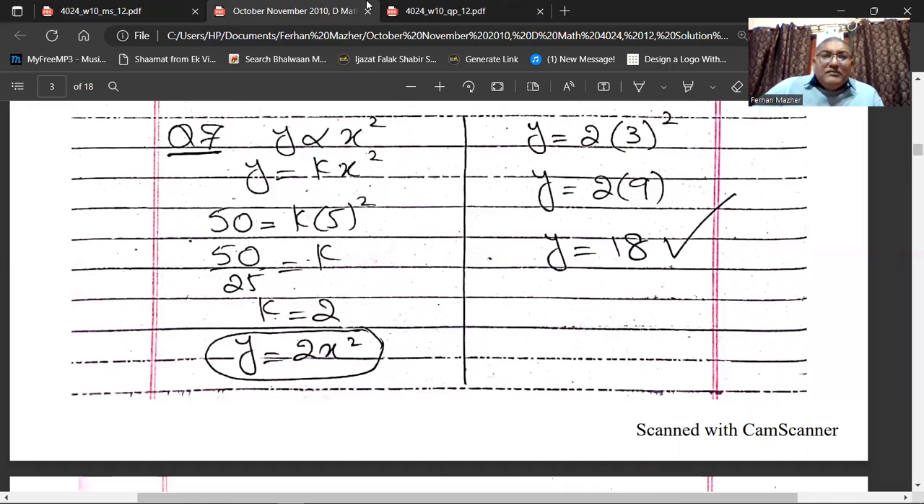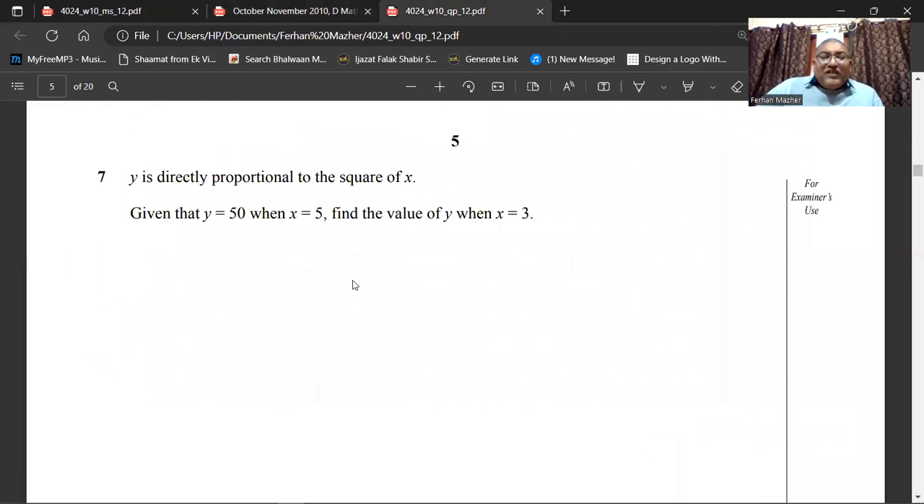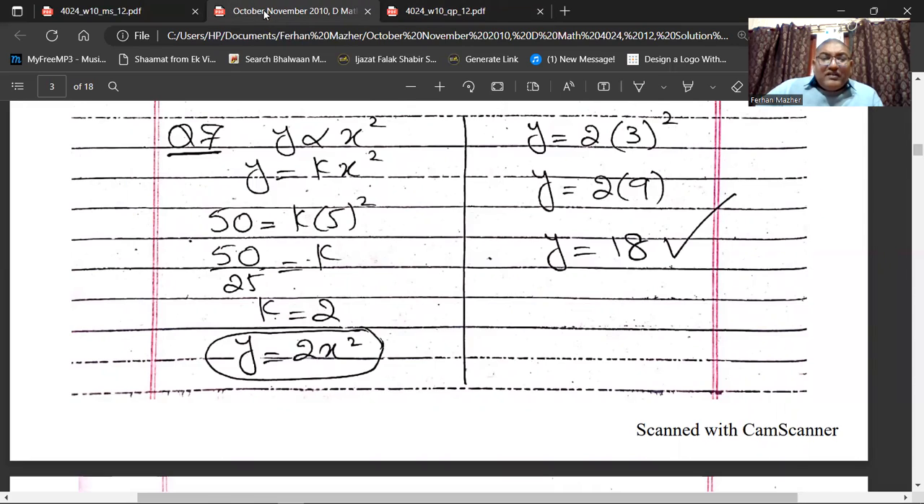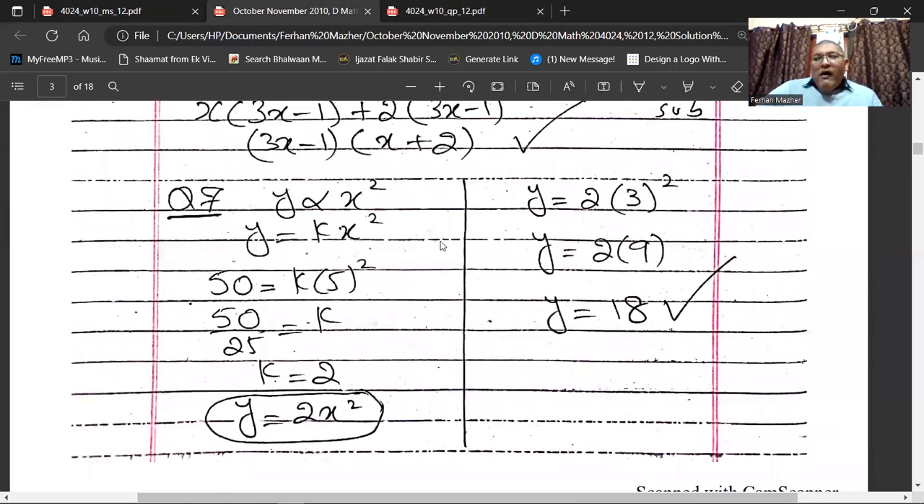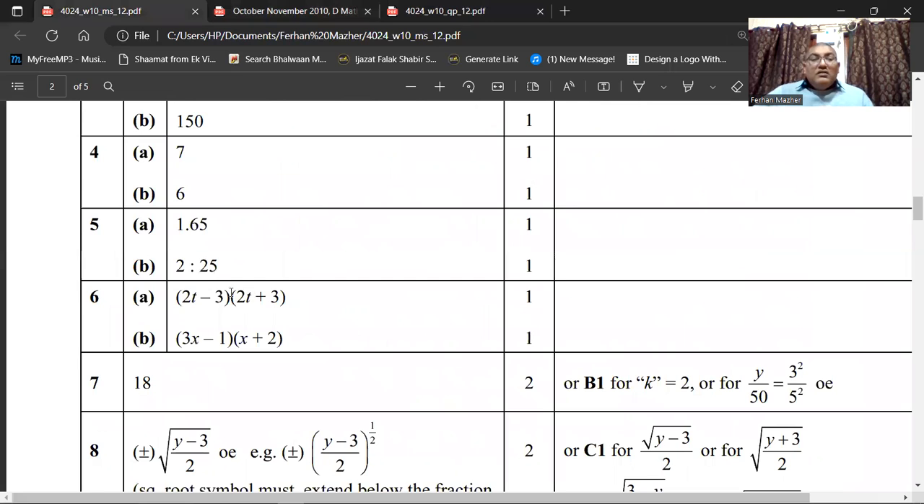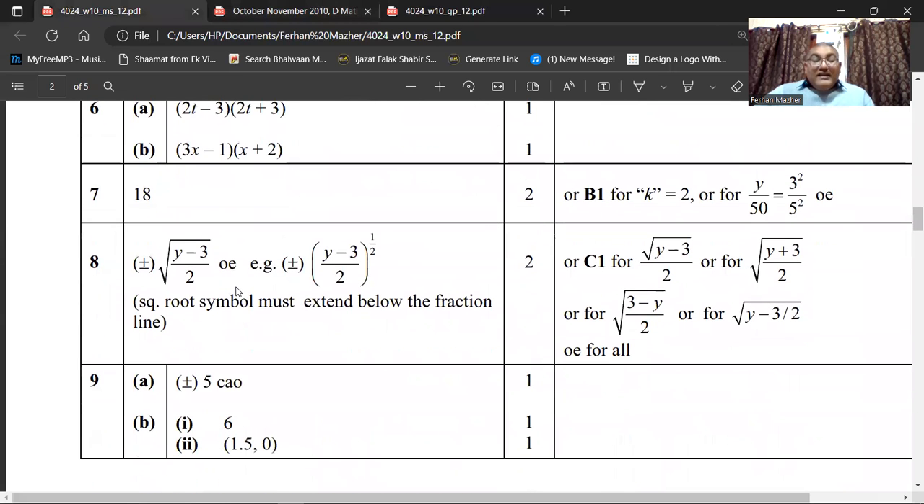That's the formula. Now they are asking us to find the value of the y when the x is 3. So y is equal to 2 bracket 3 bracket close raised to power 2. So it will be y equals 2 into 9. So y will be equal to 18. So that's question number 7. 18 is the right answer, sir.